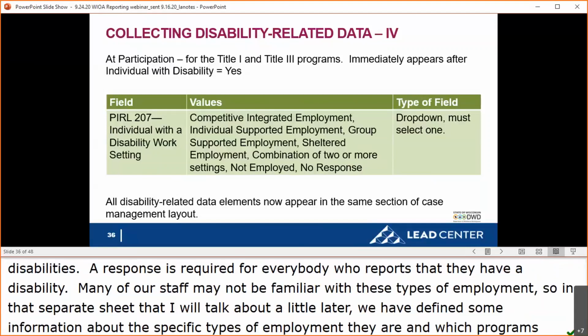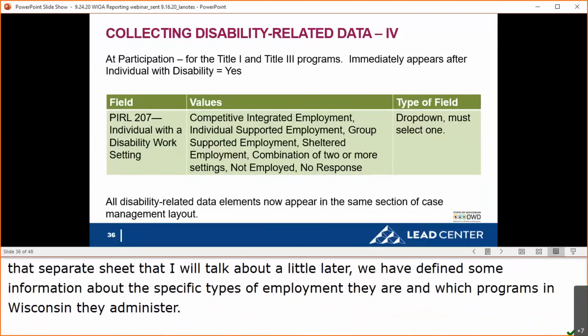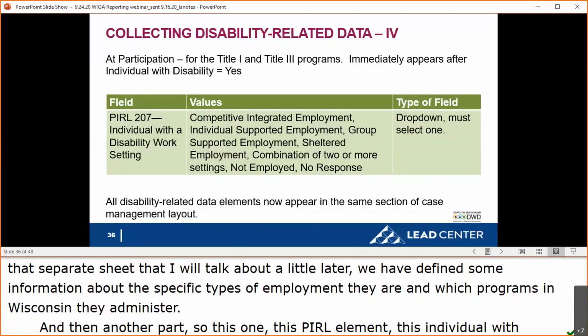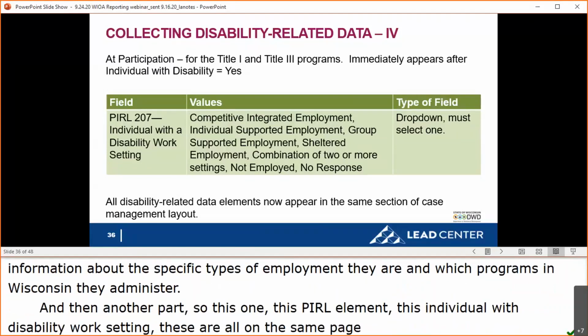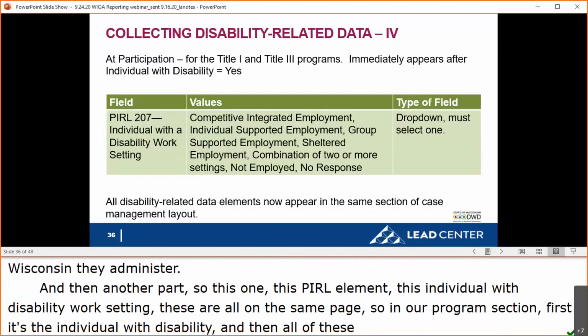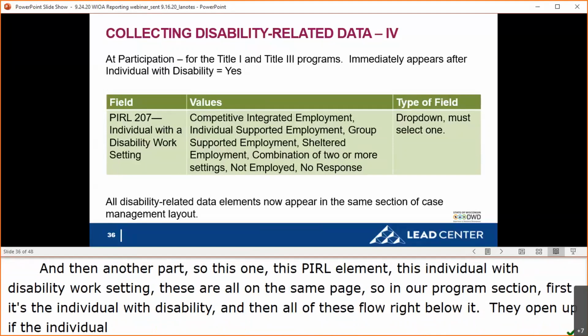And then another part, this PIRL element, the individual with disability work setting, these are all on the same page. In our program section, it's the individual with disability, and then all of these flow right below it. They open up if the individual with disability is answered yes, and then all these other ones will come. Let's go to the next slide, please.